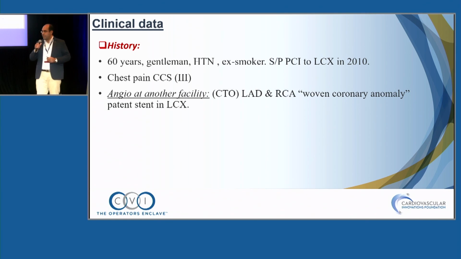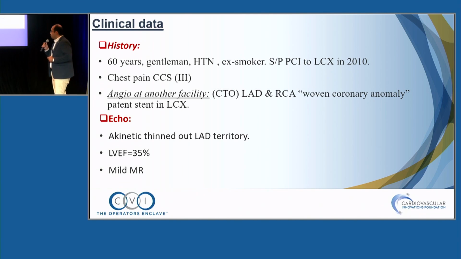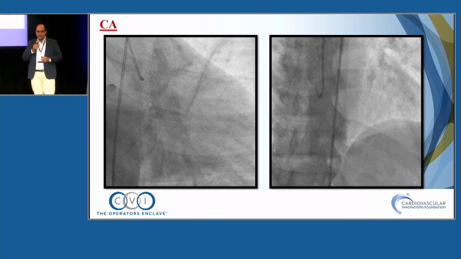He underwent coronary angiography at another facility that showed total occlusion of the LAD and the RCA with a woven anomaly in both arteries, with a patent stent at the LCX. So he was referred to our center for heart team discussion. His echo showed akinesia at the LAD territory with thinned-out segments. So let us see the angio.